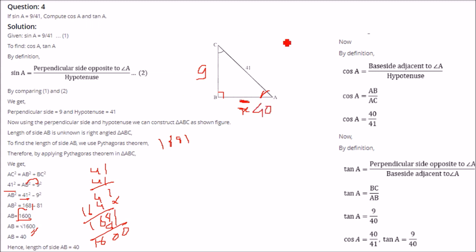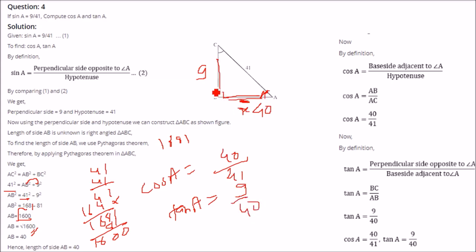Now we have to compute cos A and tan A. Cos A, we know, is base upon hypotenuse. So cos A is 40 by hypotenuse 41. How about tan A? Tan A is perpendicular by base. For this angle, perpendicular is 9, base is 40. So tan A is 9 by 40.